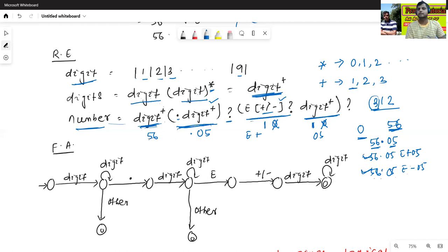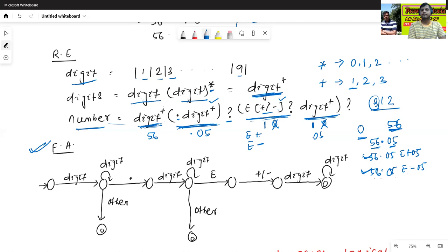Suppose I want to create 56.05 E minus 05. How to create it? See here, 56, then I take one occurrence, .05. Then I take one occurrence of E, not plus but minus, I take minus as one occurrence. Then I take one occurrence again, 05. In this way we can create all types of integer numbers and floating numbers. So now we'll create the finite automata.